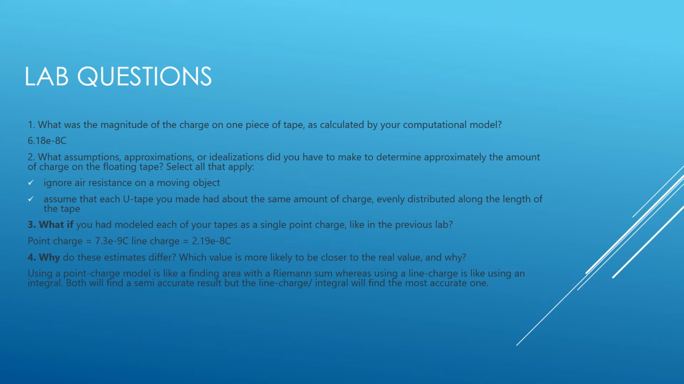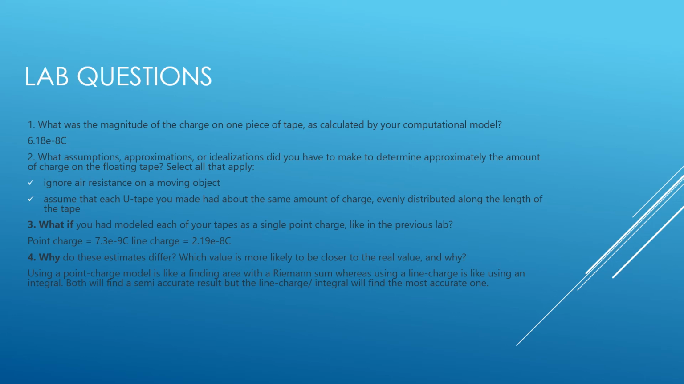This is different than the actual calculation I found in the experiment, which was 2.19 times 10 to the negative 8th. Most likely this is due to having only 20 charges in the code, whereas if I had the computational power to do thousands of them, it would probably be more accurate.